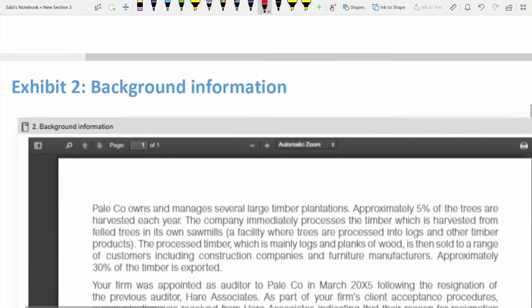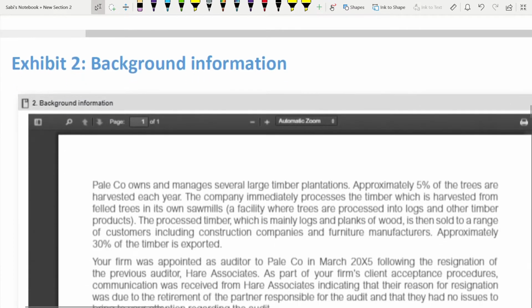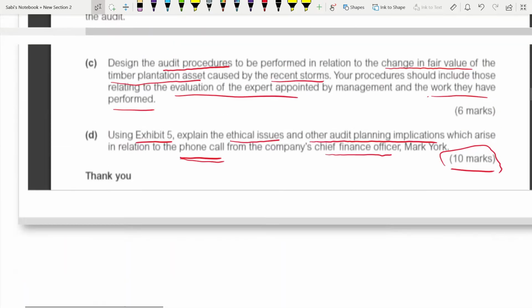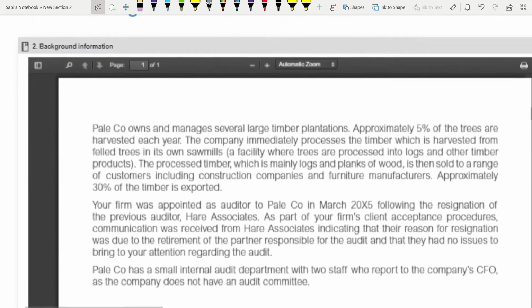Now, Exhibit 1 we have over. Now we are going to Exhibit 2. Exhibit 1 is almost always just the requirements and a brief introduction. Usually Exhibit 1 is not so lengthy. So coming to Exhibit 2.